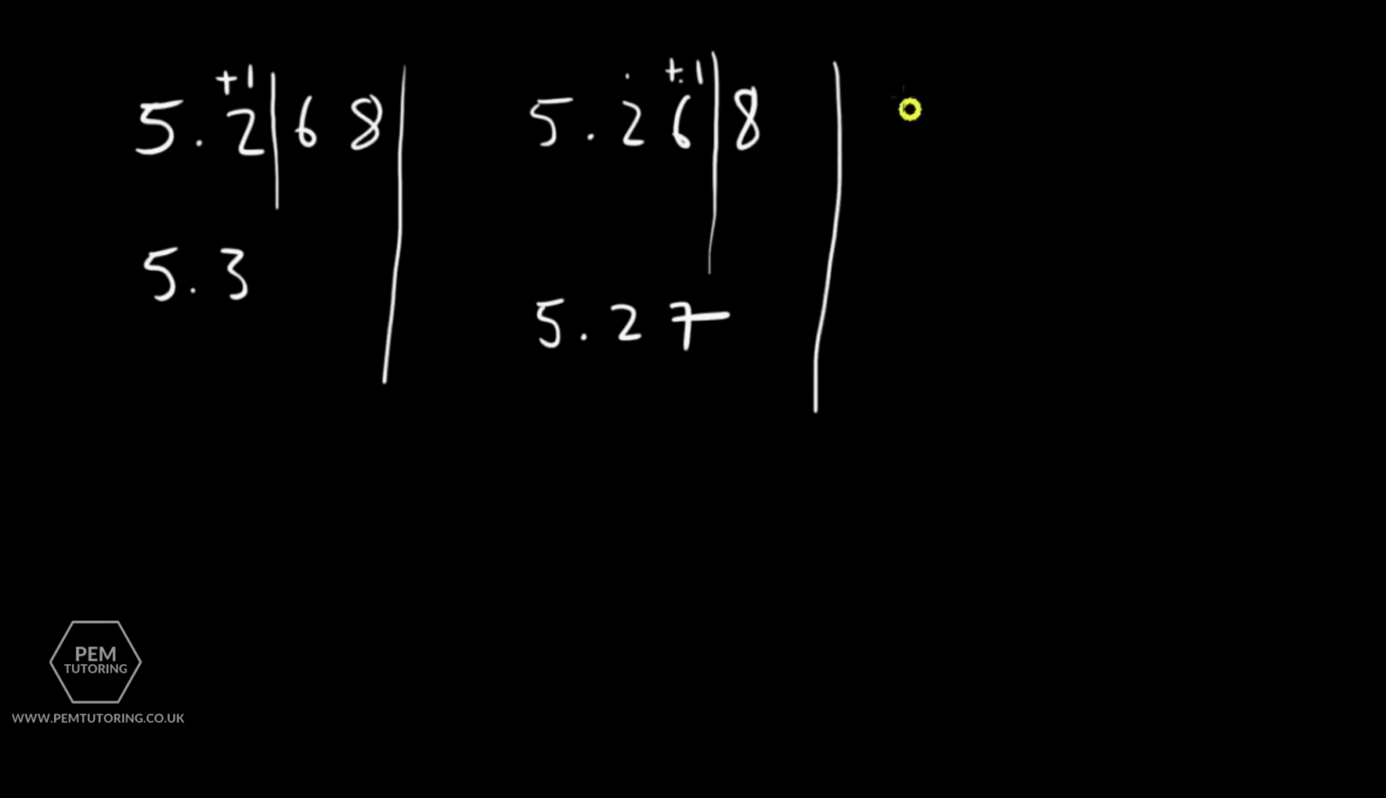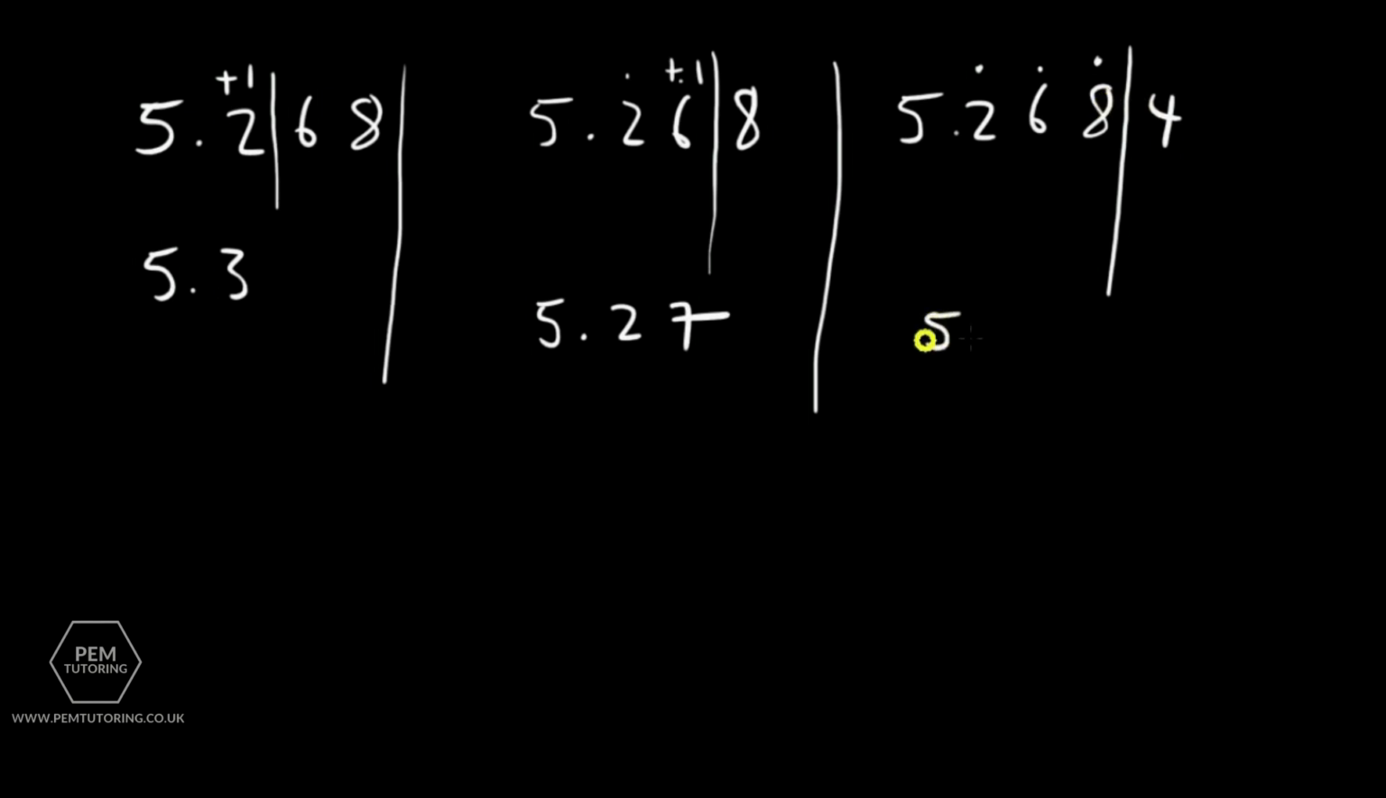Now let's say we had 5.2684. If we were rounding this to 3 decimal places, you count the decimal places, so 1, 2, 3, that is the third decimal place. Draw your partition. The number after the partition is 4. So because that's less than 5, you want to keep the 8 as it is. Okay, because the number after the partition is less than 5, keep the third decimal place as it is.